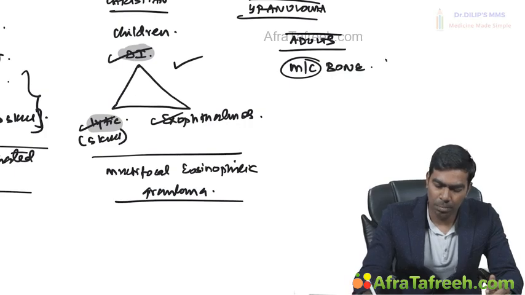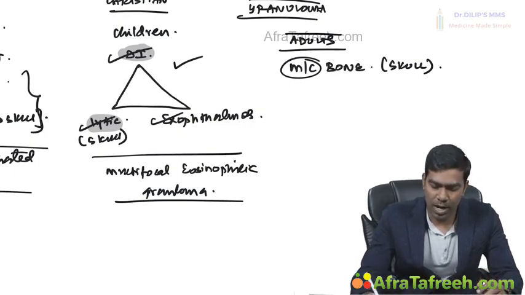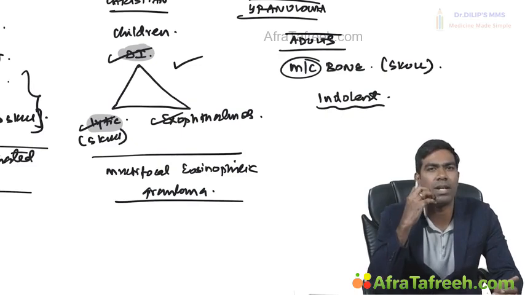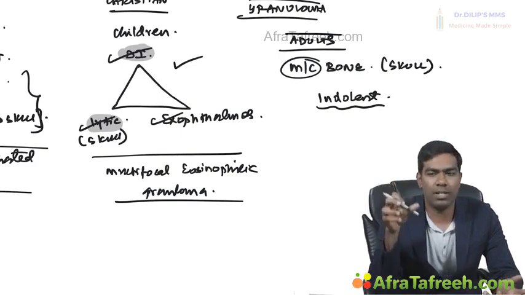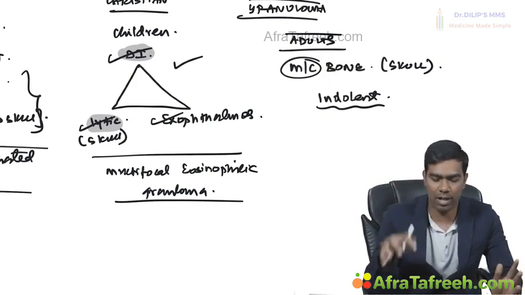This is the old classification. That's why it's giving very primitive things. Most common organ involved will be the bone. In the bone, the most common area involved will be the skull or the jaw most of the time. And generally this has a very, very indolent course. Indolent in the sense this will not have an aggressive course at all. Just maybe a resection plus or minus a local radiotherapy is enough to cure this eosinophilic granuloma.